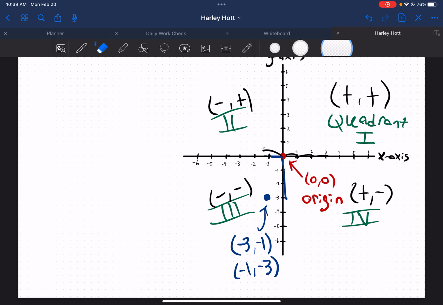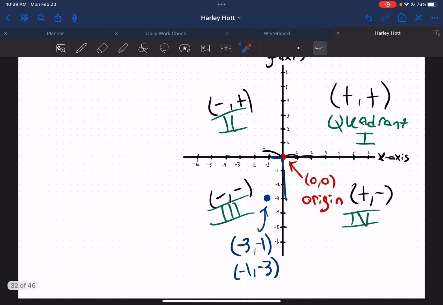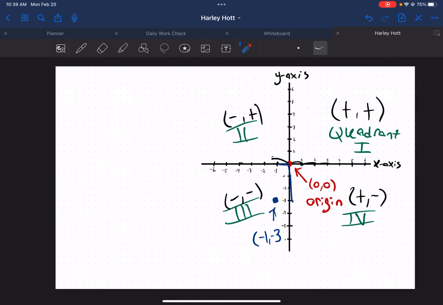The first number always represents your x. It always represents how far side to side you are. Then the second number always represents how far up and down you are. So if I have this -3 first, that's telling me that I'm to the side -3, not down. That's not what I am. So we know that this blue coordinate here is -1, -3, because it's left 1 and down 3.